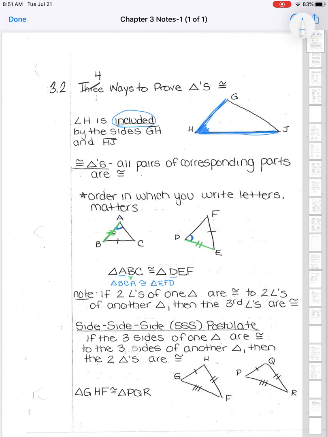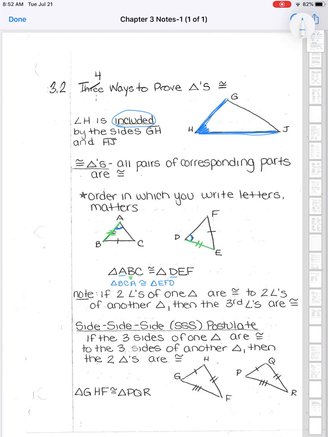So let's take a little note here. It says if 2 angles of one triangle are congruent to 2 angles of another triangle, then the third angles are congruent. So that's something just to keep in mind. There's no theorem for that yet. And to be honest, it's not necessarily something you're going to use right now. The focus of this section is now going to go over ways to prove triangles congruent. And again, there's 4 of them.